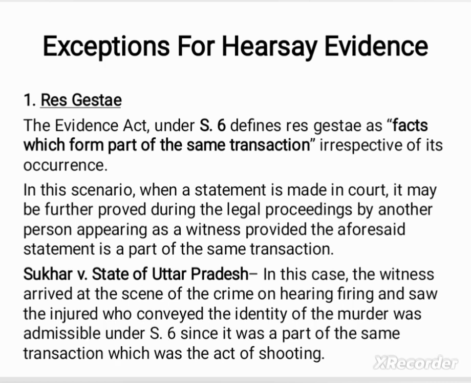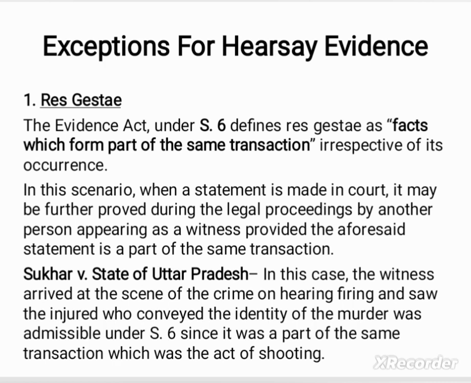Here are five instances when hearsay evidence is accepted by the court. Firstly, res gestae. The rule of res gestae means the facts which form part of the same transaction. This rule is given under Section 6 of the Indian Evidence Act. The statement of a person may be proved in court through another person who appears as a witness in court if the fact that he states in court forms a part of the same transaction.